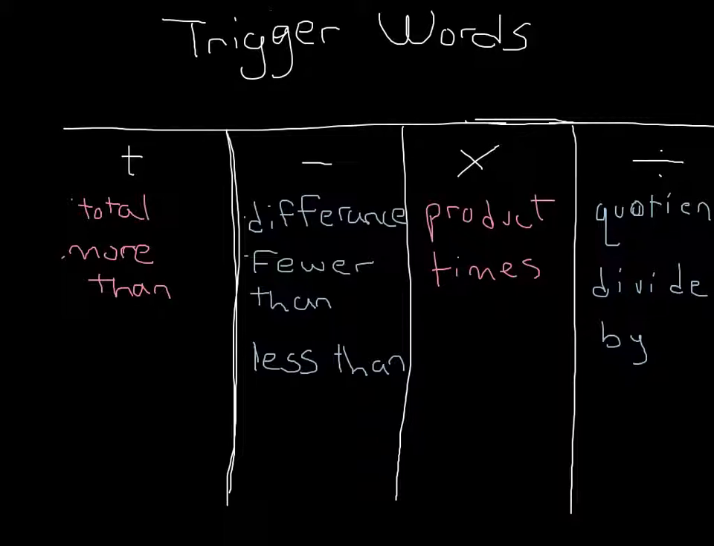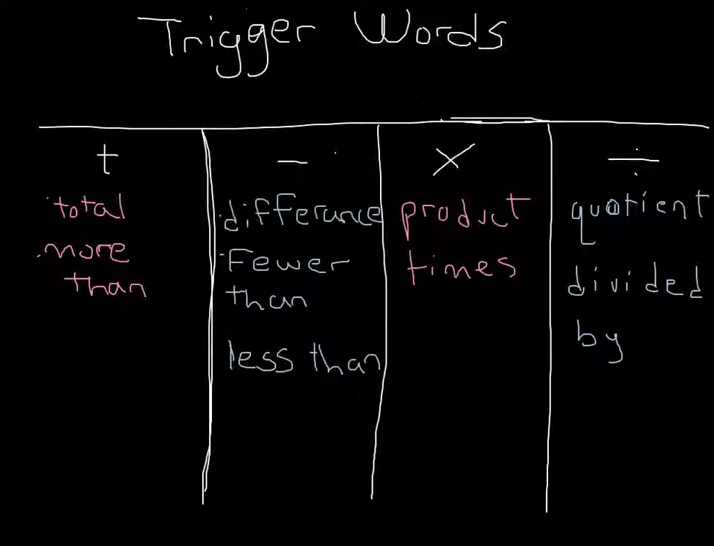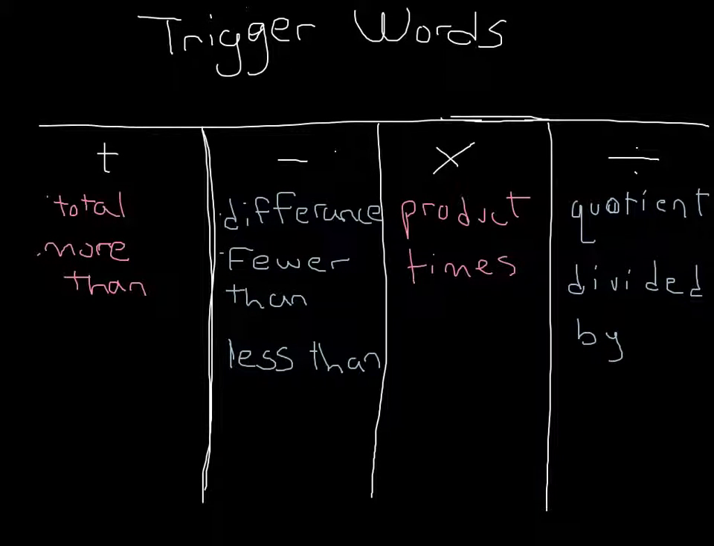Difference, fewer than and less than are going to be subtraction. And then when you see the word product and times, it's going to be multiplication. So like 5 times 2, which is 10. And then quotient is going to be division, and also divided by, so like 5 divided by 2, which is 2.5.